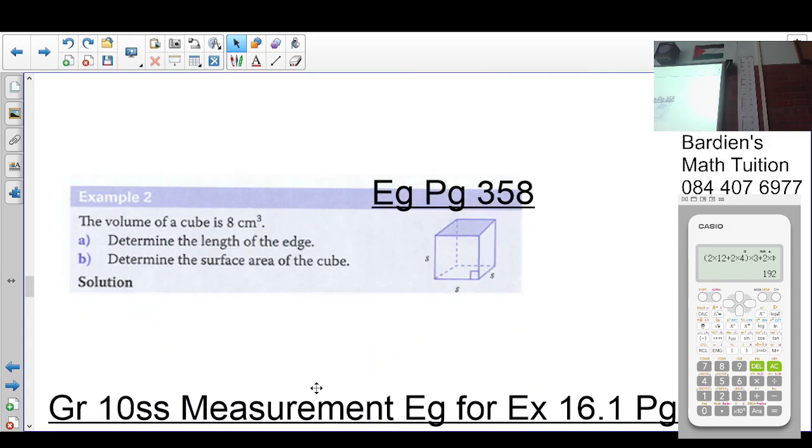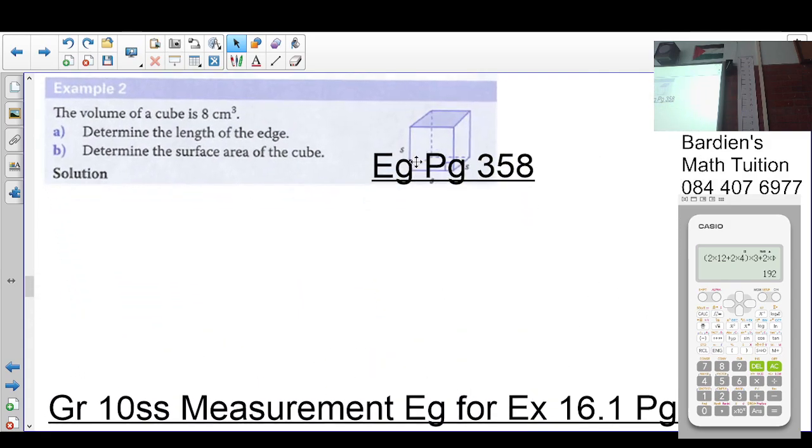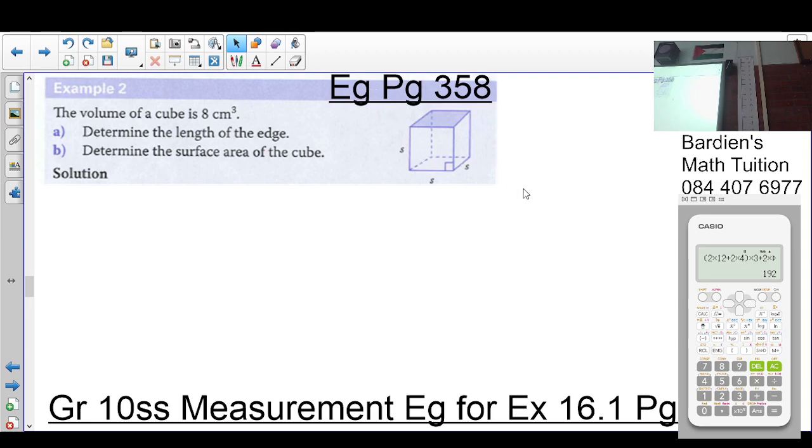Here in example 2, we are told the volume of the cube is 8 centimeters cubed. So what is a cube? All the sides are the same. That's why they put SSS there, to mean side, side, side.